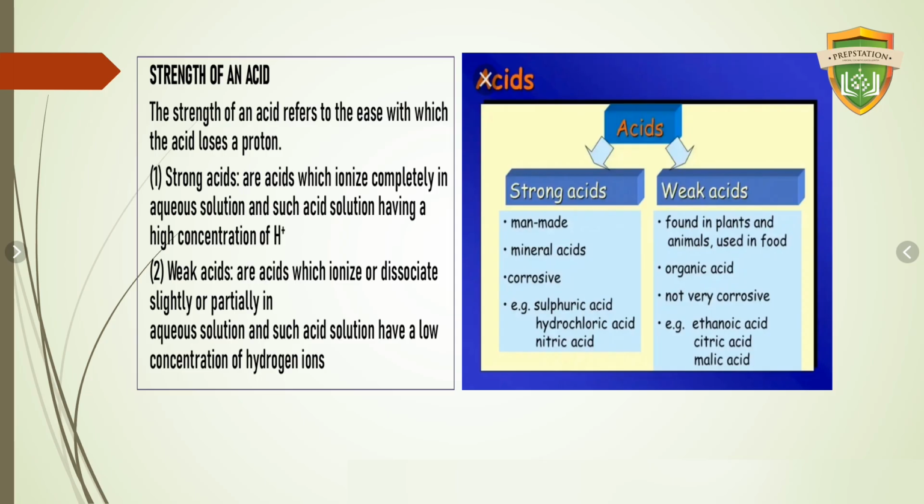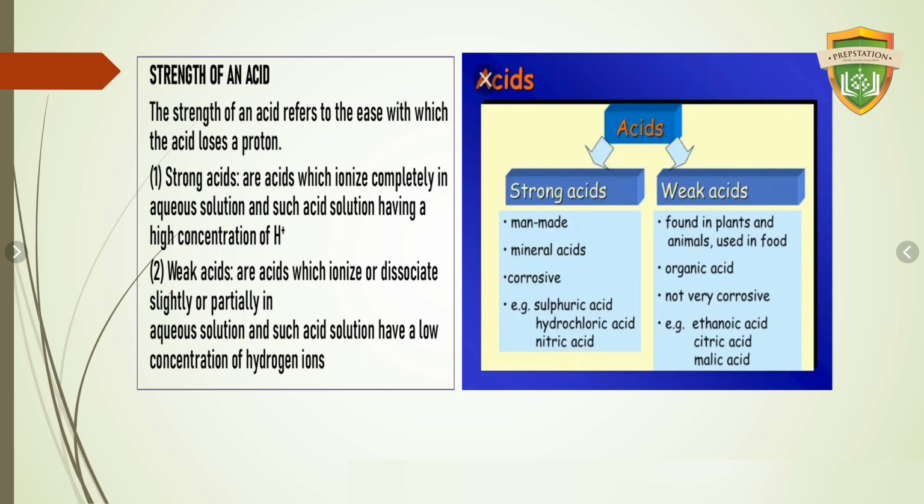All right, let's look at the strength of an acid. Strength means the ability of this acid to lose its proton. That takes us to the 2 types of acid that we have, which are the strong acid and also the weak acid. Now, what are strong acids?